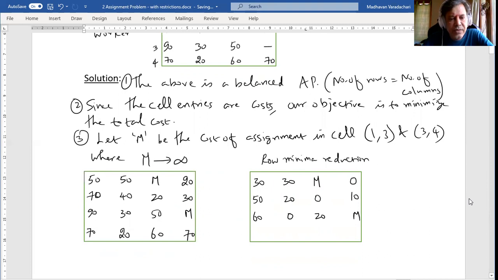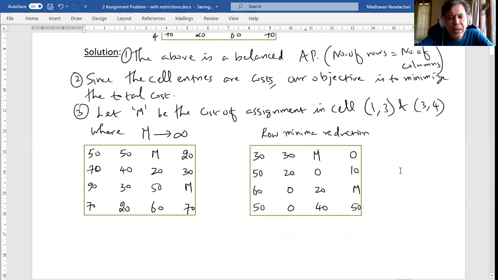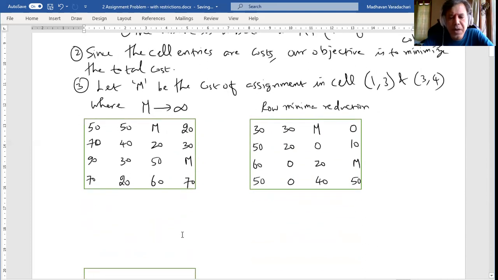And in the last row, the least is 20. So 70 minus 20 is 50, 20 minus 20 is 0, 60 minus 20 is 40, 70 minus 20 is 50. So that is our row minima reduction. The next step will be our column minima reduction. Here I will write column minima reduction.